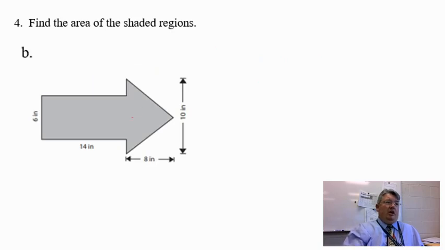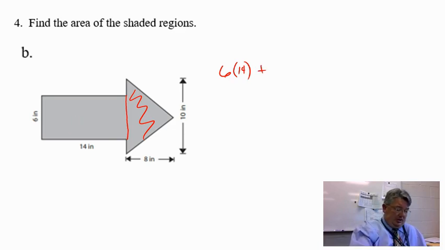Find the area of this. Well, I would describe this as a rectangle plus the triangle. So the area of the rectangle is 6 times 14, right? 6 times 14 is 84. So this shape here has an area of 84 square inches.